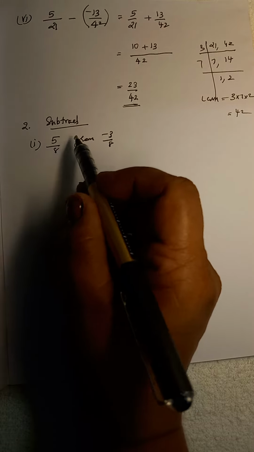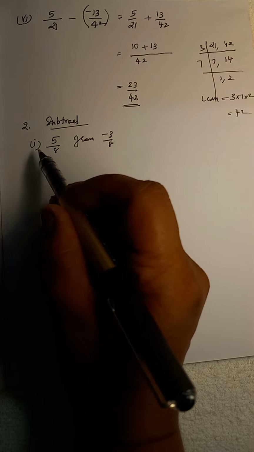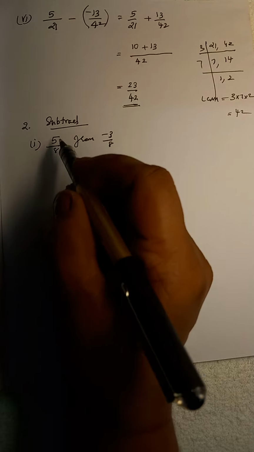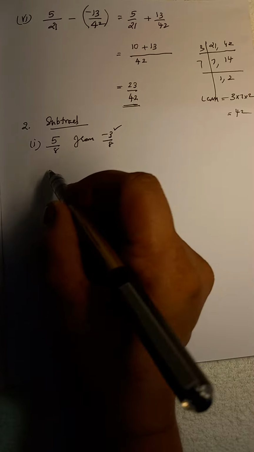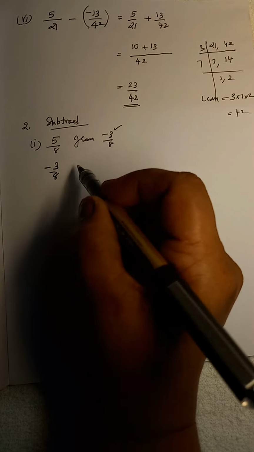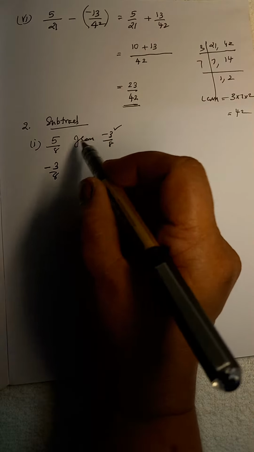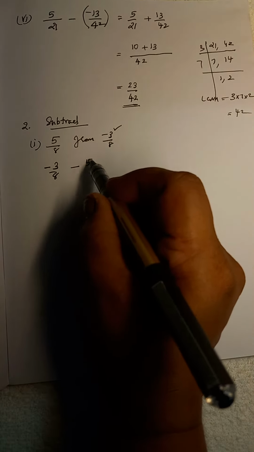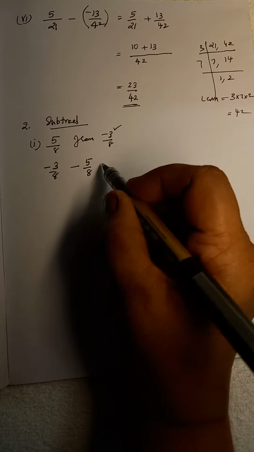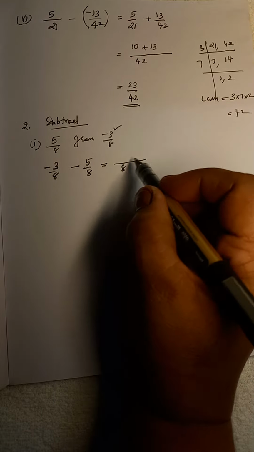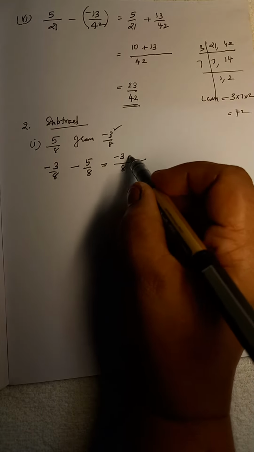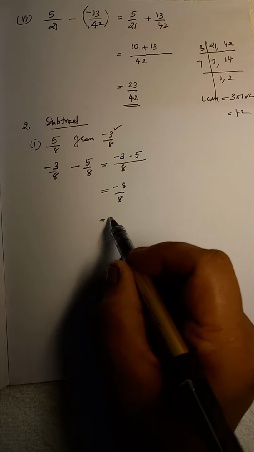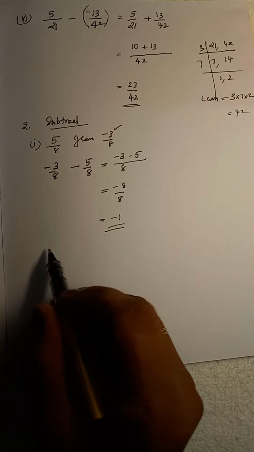Now the second question is subtract. In that first sub question is 5 by 8 from minus 3 by 8. So we have to write this at first. That is minus 3 by 8. Then subtract this from minus 3 by 8. So subtract minus 5 by 8 from minus 3 by 8. So here LCM is 8. So just write minus 3 minus 5 in the numerator. So this is minus 8 by 8. So the answer is minus 1.